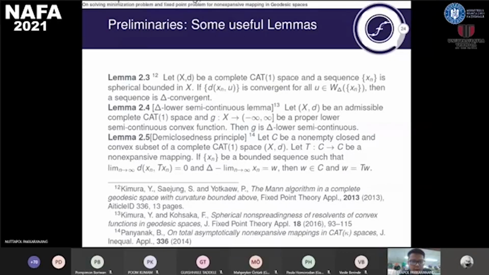We call it the demiclosedness principle. Let C be a non-empty closed convex subset in a complete CAT(1) space. Let T be a nonexpansive mapping. If xn is a bounded sequence satisfying this, called an approximate fixed point sequence, then the conclusion holds, from references 12, 13, and 14.